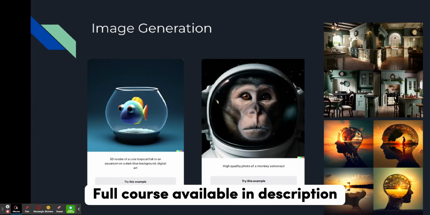So here are some examples of image generation. The two on the left are done in DALL-E. The first one is a fish in a bowl, and you can see the prompt that led to this image below it: a 3D render of a cute tropical fish in an aquarium on a dark blue background. And they want it to be digital art. And the second one is a high quality photo of a monkey astronaut. Both of these were generated using DALL-E's technology.